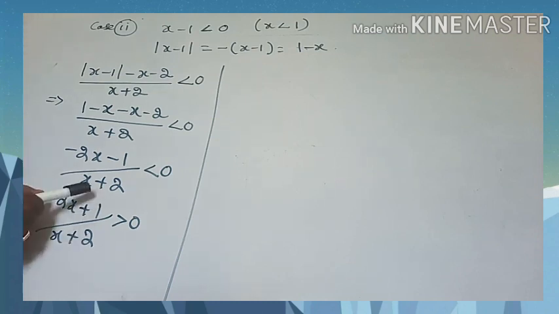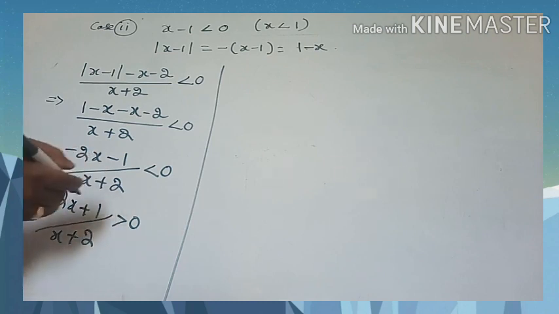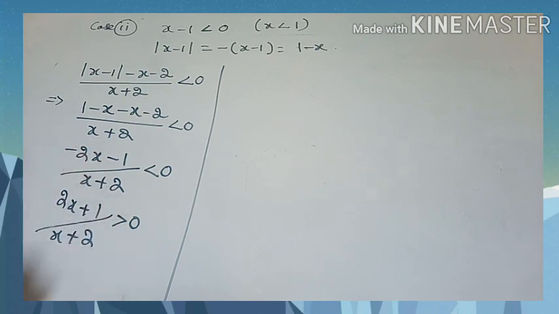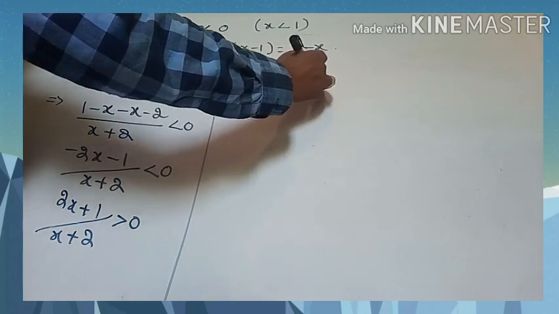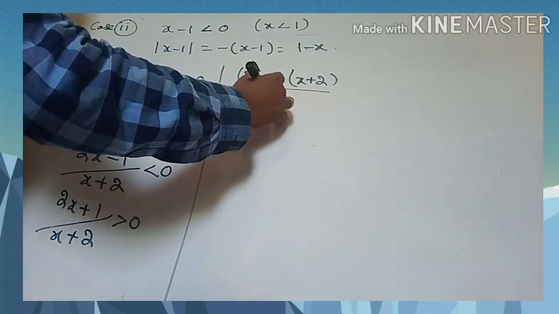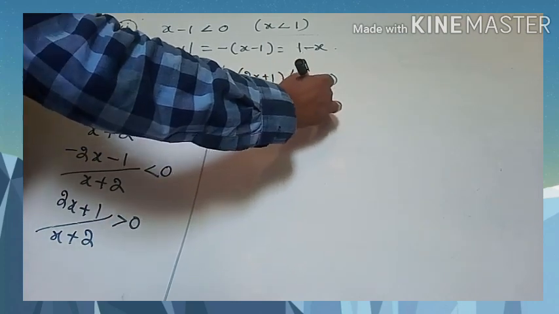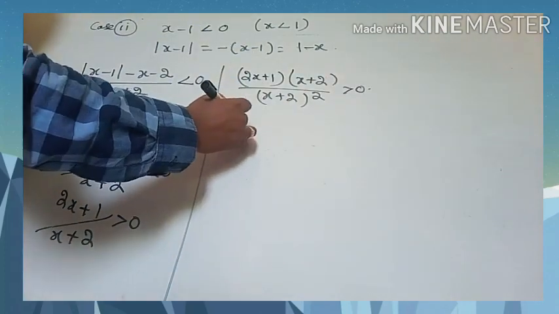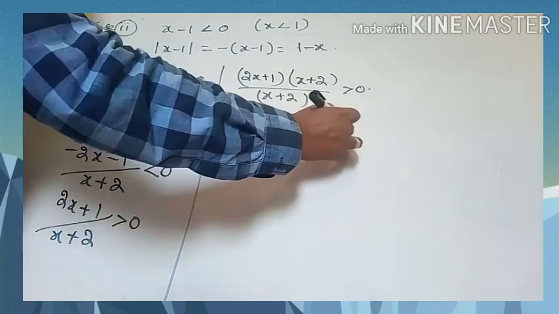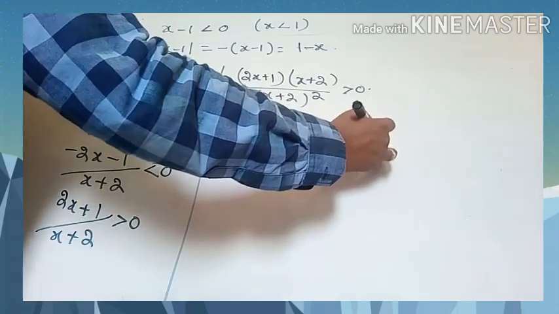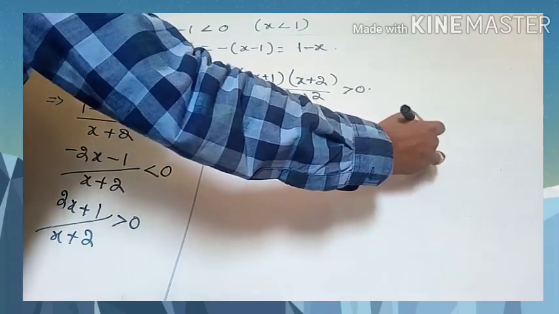Let us multiply, because this is not a positive quantity, we are not sure about it. That's why we will make it a perfect square and we will transfer to the right side by the concept of the method of intervals. Now this is multiplying and dividing by x plus 2, multiplying and dividing by x plus 2 whole square. Now this is greater than 0. Now we got that 2x plus 1 into x plus 2 is greater than 0 into x plus 2 whole square, that is 0 you have got.